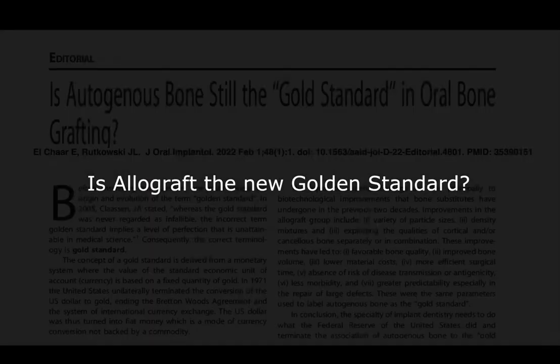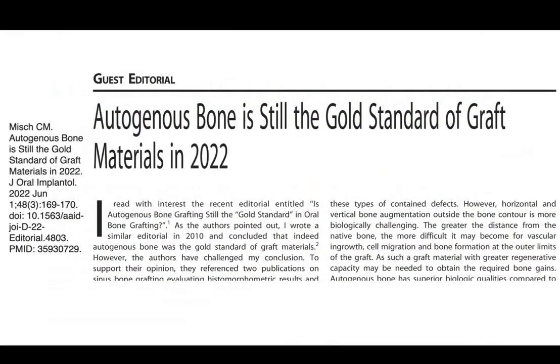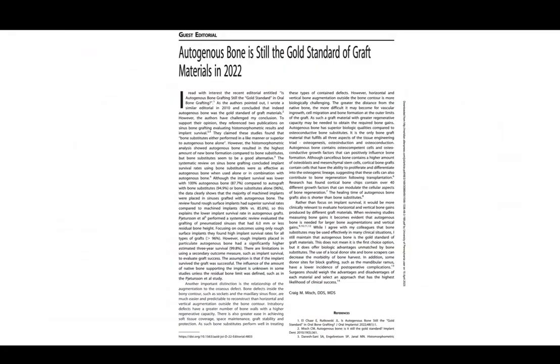So is the allograft the new gold standard? Well, I wrote an editorial on that where I said, yes, it is. It's time for us to change the terminology. And I got an answer from a dear friend, Dr. Mish, who wrote originally that autogenous bone is the gold standard. So let me break it down.